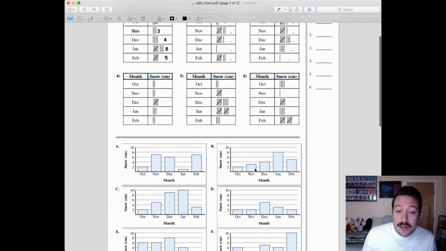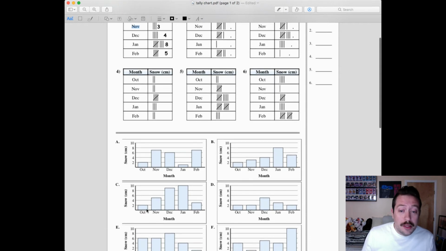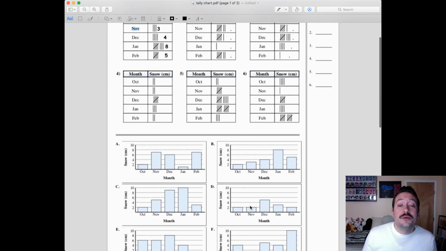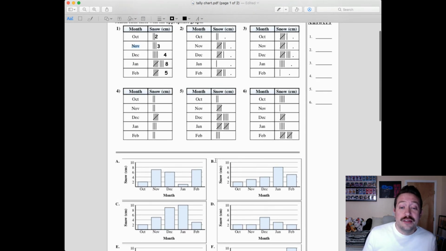This November is 3, so maybe it could be B. This November is 5, that's letter C, so it cannot be that. And this November is 2, so it can't be that. So guess what, folks? Our answer is letter B.